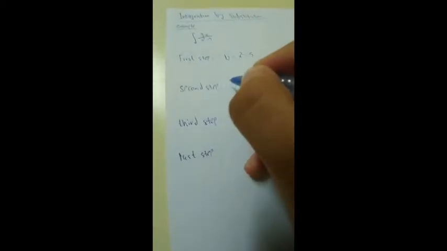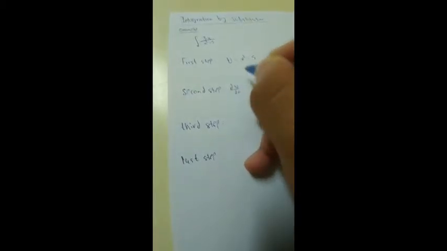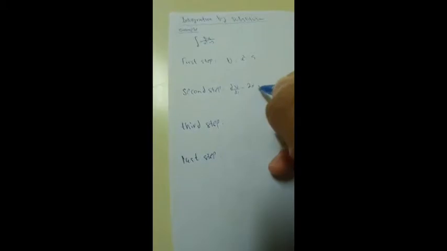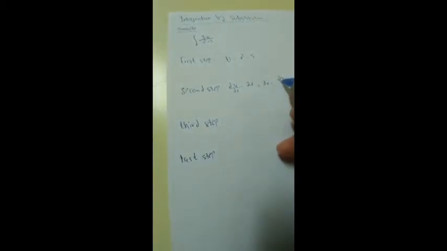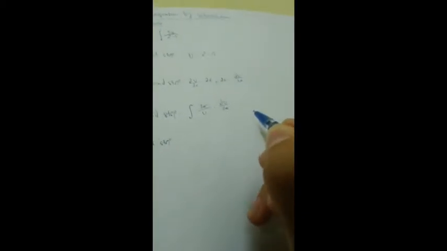The second step, find dx. So du over dx, or the derivative of u, will be equal to 2x. So dx is equal to du over 2x. In the third step, change it to be in terms of u. So it would be 3x over u times du over 2x. In this case, x will go with x, and we will be left with the integral of 3 over 2 du over u.